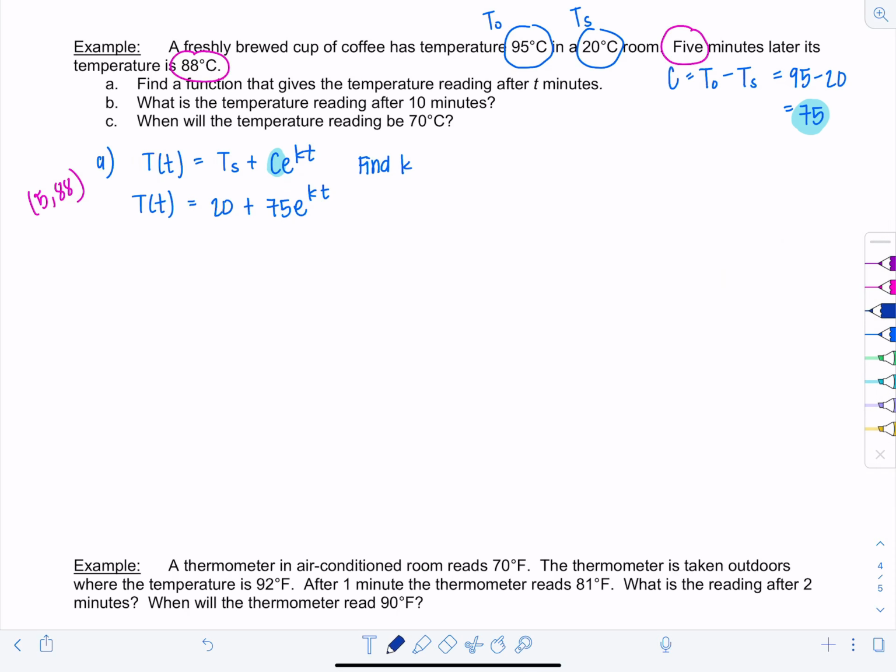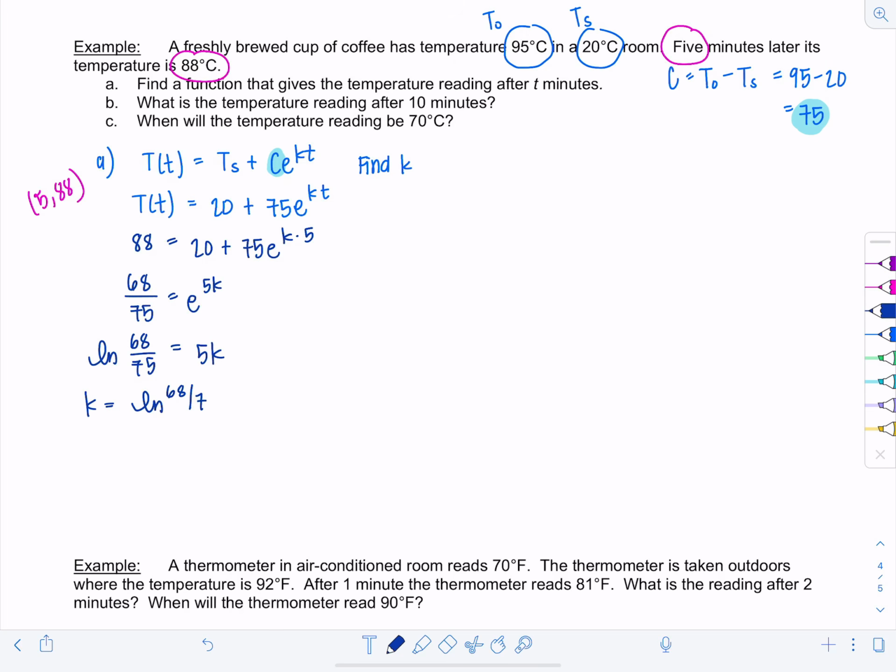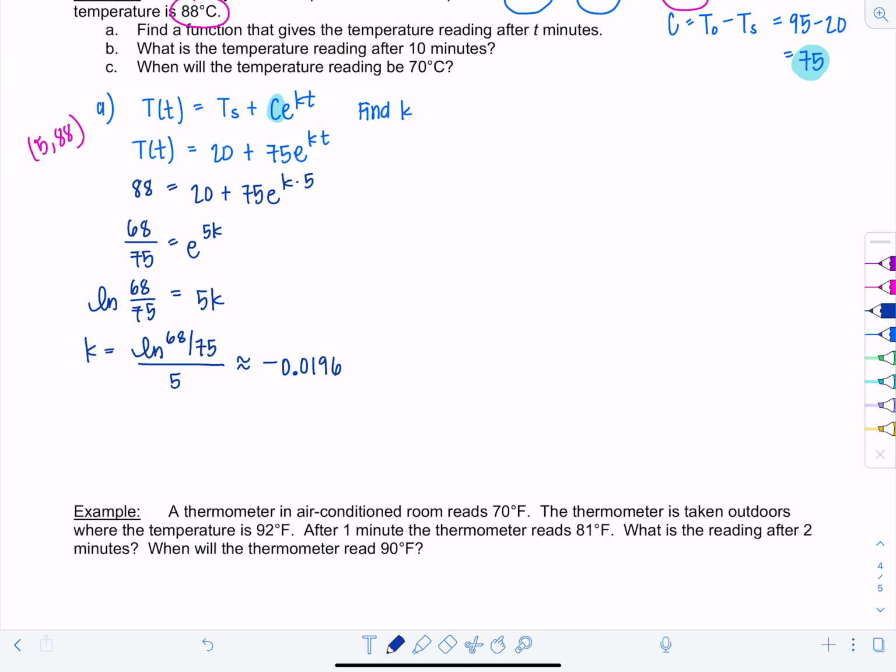So let's do it. So we've got 88 equals 20 plus 75e to the k times 5. So this is going to give me 68 divided by 75 equals e to the 5k. Natural log of both sides, so ln of 68 over 75 equals 5k. So k is equal to ln of 68 over 75 divided by 5. And this is about negative 0.0196. So I'm going to put all that together. And now I have my model.